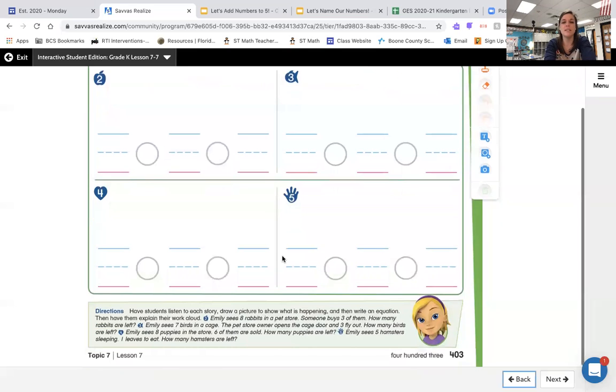All right, great job. Let's take a look at number 4. It says, Emily sees 8 puppies in a store. 6 of them are sold. How many puppies are left in the store? So on number 4, you're going to draw your 8 circles. X out how many of them? 6, because 6 of them are sold. Circle your leftovers and make sure to write your matching sentence. Go ahead and pause the video and show your steps, show your work for that problem.